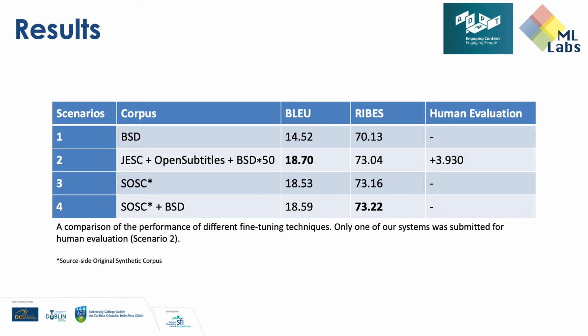So then just on the results, this was from the WAT evaluation site, the official results. As you can see, our scenario 2 actually got the best BLEU score. So we also submitted this for human evaluation. And then, as you can see, scenarios 3 and 4 got better RIBES scores than scenario 2, and scenario 4 actually got the best RIBES score, even though the BLEU scores weren't as good.